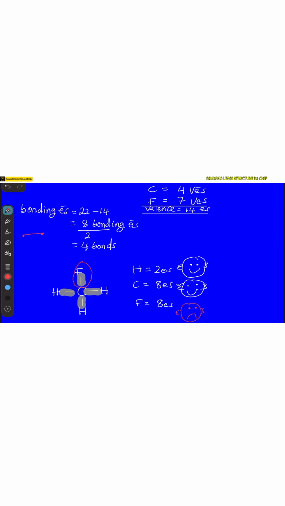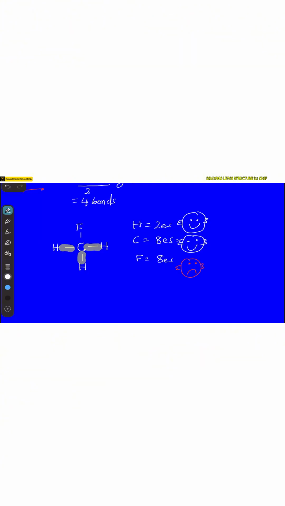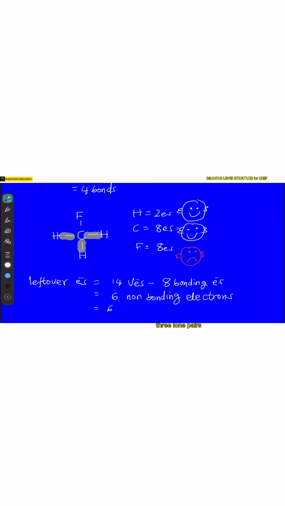How do we make the fluorine happy? We have to give the leftover money to fluorine. Leftover electrons will be 14 valence electrons minus 8 bonding electrons, which gives you 6 non-bonding electrons, and 6 divided by 2 gives you 3 lone pairs. So add all those 6 electrons as dots around the fluorine atom. We'll add 2, 4, 6 non-bonding electrons around the fluorine.